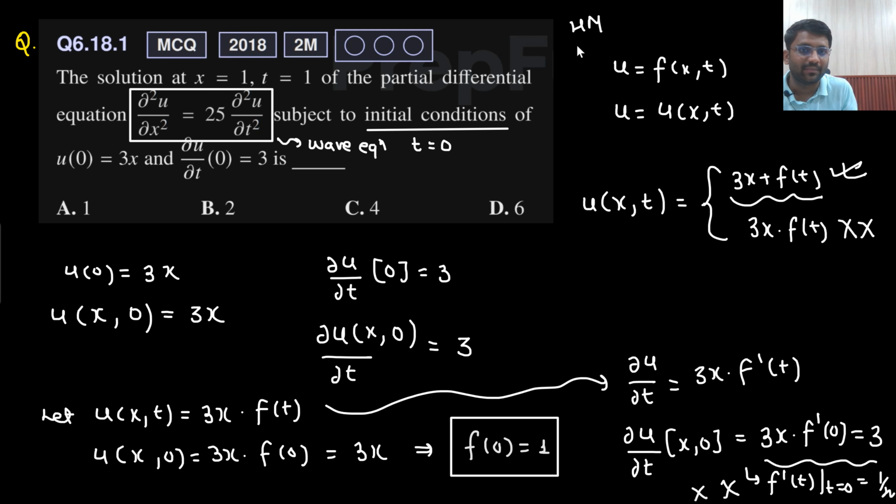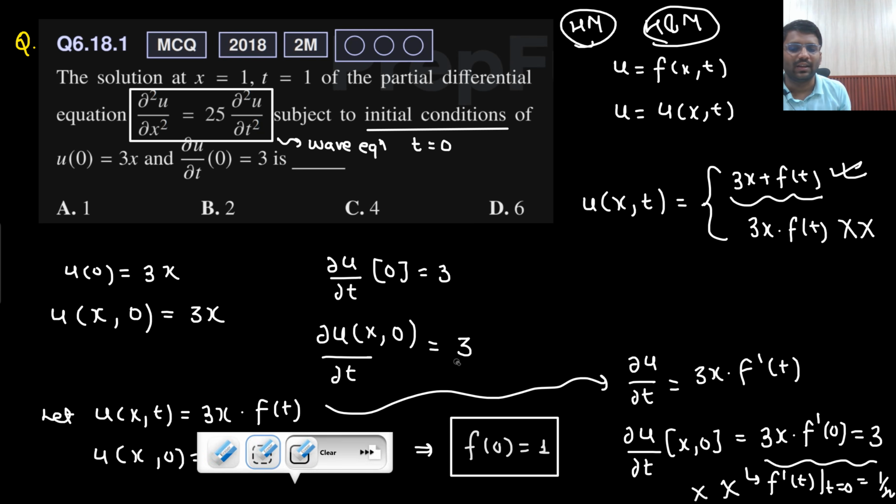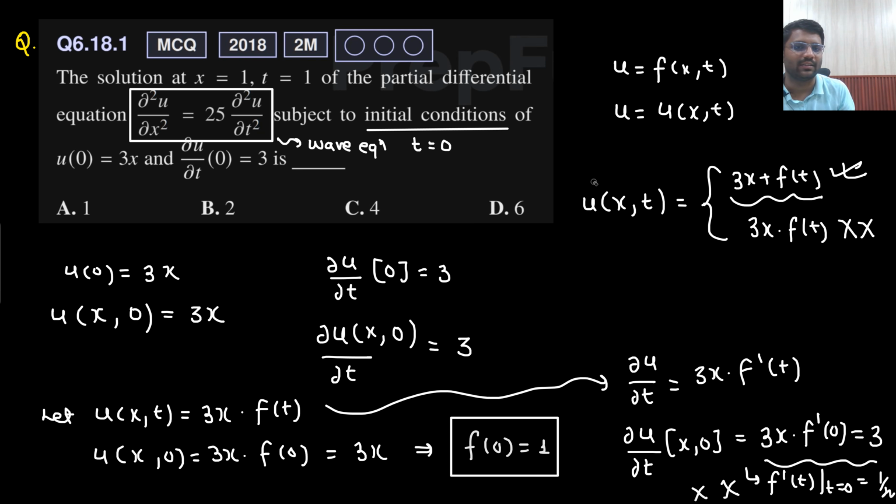Heat equation, H&M. There is a brand, no? There is a brand of clothes, H&M. So you can remember in this way. Heat equation, that means multiplication. So f of t will be in multiplication. And then for wave equation, it will be in the addition. WA, WhatsApp. So in wave equation, it will be in the addition. Although if you want to remember it, then you can remember.